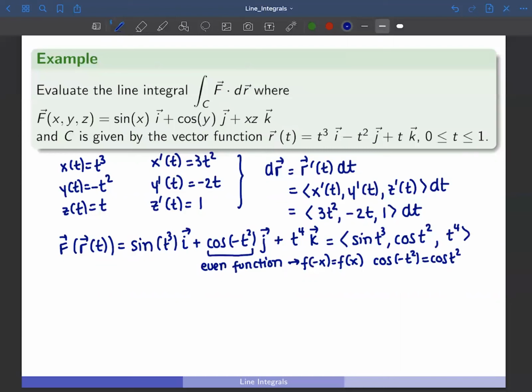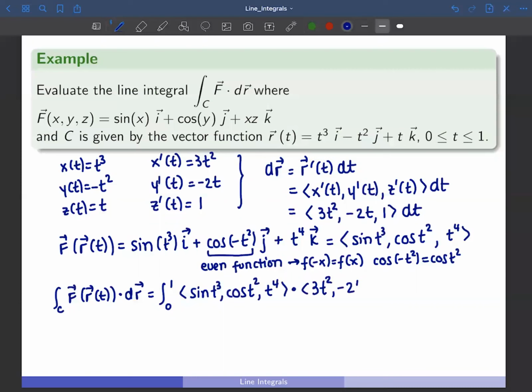Therefore, if we evaluate the line integral along the curve C of the vector field F, evaluated as a vector function, dotted with dr, this is equal to the integral from 0 up to 1 of the vector field, which is the vector with components sine t to the third, cosine t to the square, and t to the fourth, dotted with dr, which is the vector with components 3t to the square, negative 2t, and 1, times dt.